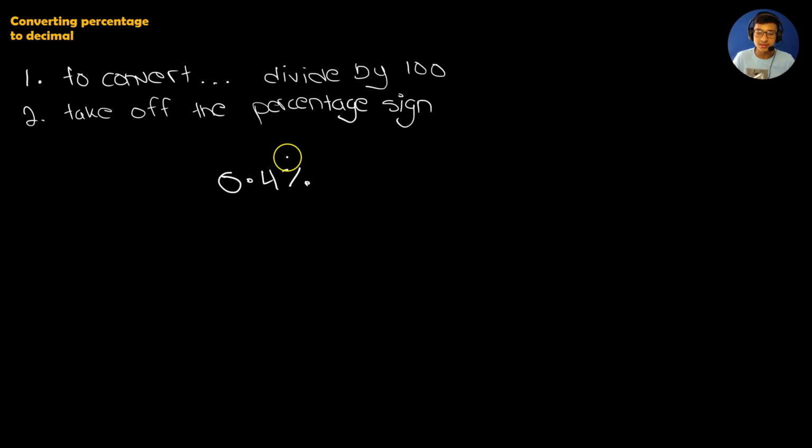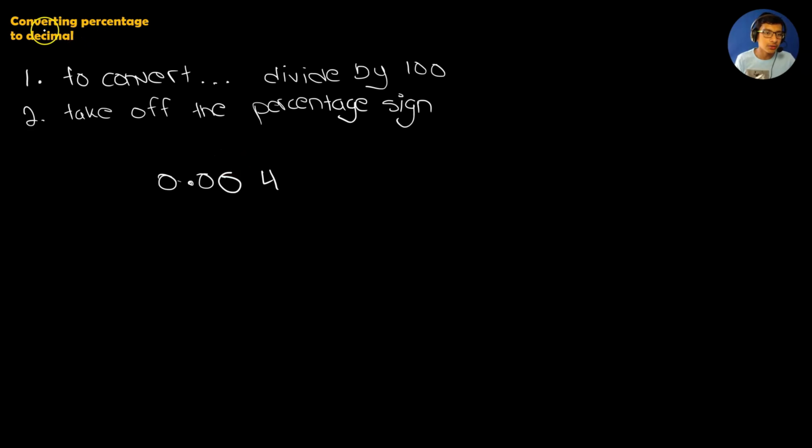And just one more example, 0.4%. Just like last time, divide by 100: once, twice, so 0.00, and take off the percentage sign, and so our decimal here is 0.004.